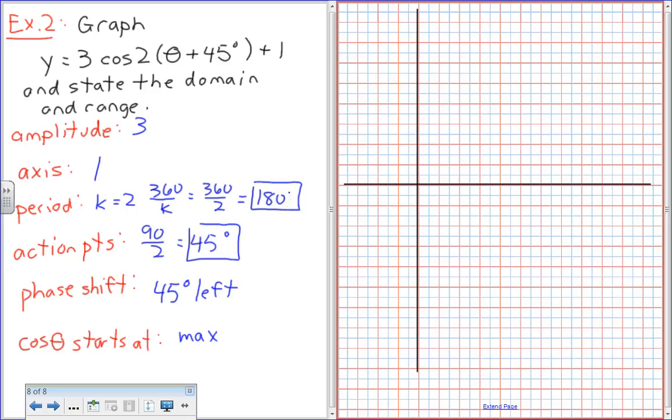I'm going to put my 4 arrows here. And as usual, I'm going to put y-axis at the top, theta on the right.